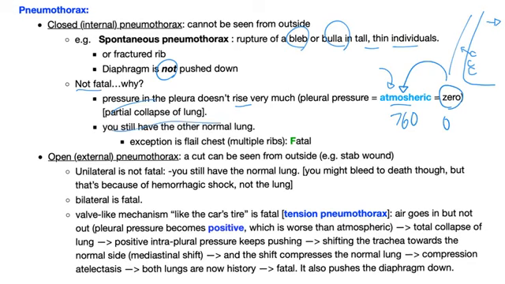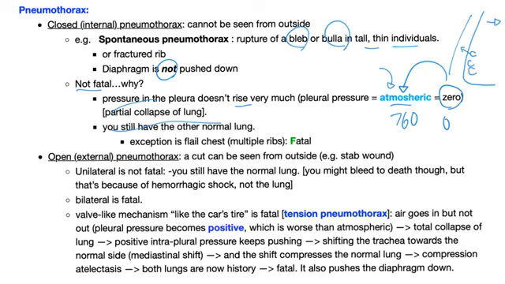You still have the other normal lung. Yes, so it's not fatal, because you can live with one lung easily. You can live with one lung, you can live with one kidney, you can reproduce with one testes. It's possible. You have a very good margin of safety, so to speak, to use an economically sophisticated term.